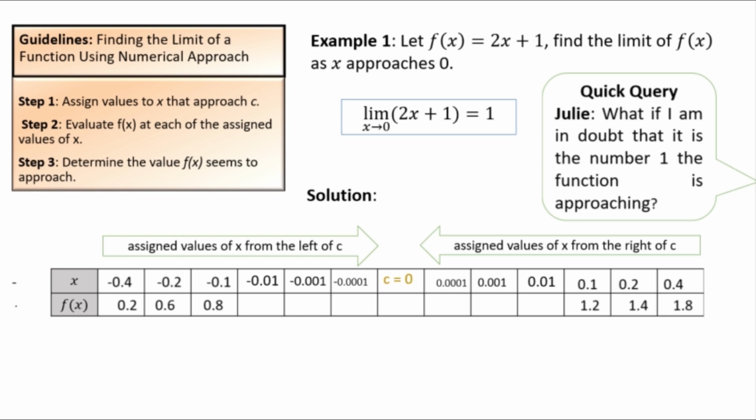When we compute for f of x, we get from 0.8 becomes 0.98, 0.998, 0.9998, very much closer to 1. And on the right side, from 1.2 becomes 1.02, 1.002, 1.0002. Yeah, very much closer to 1 now. So with confidence, we can now say that the limit of 2x plus 1 as x approaches 0 equals 1.